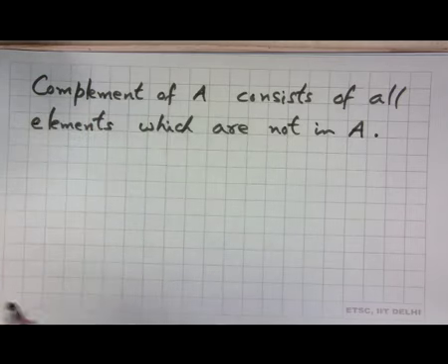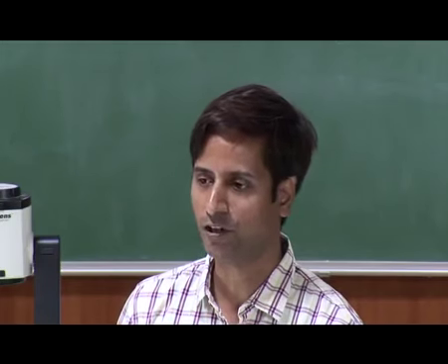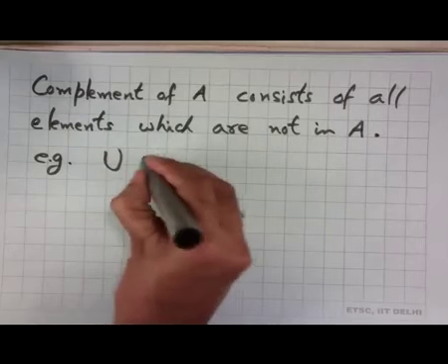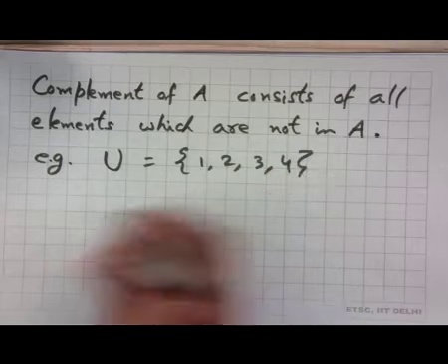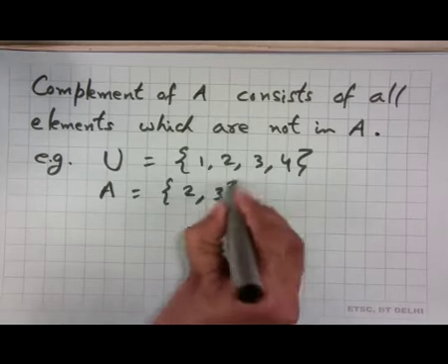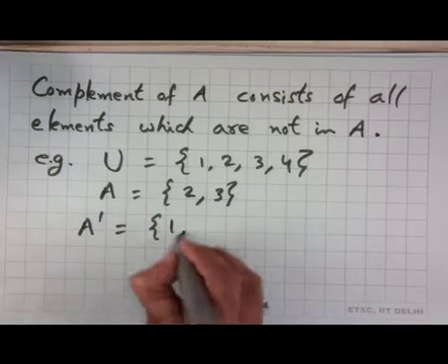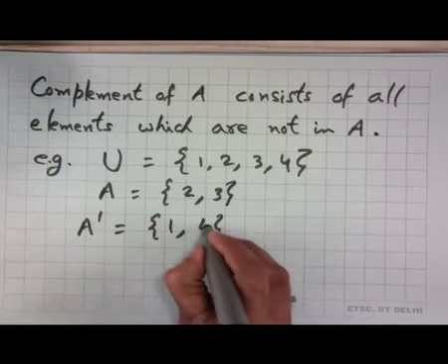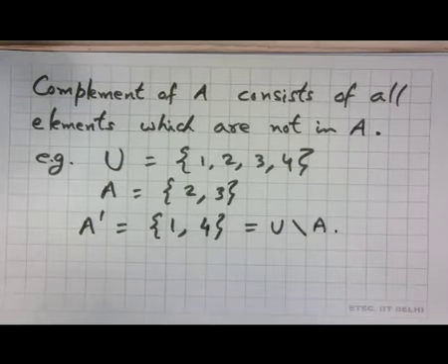So, to say complement, we always have a bigger set and a subset, and then complement is with respect to that bigger set which we call the universal set. So, for example, if U is 1, 2, 3, 4 and A is the set containing 2 and 3, then A complement is equal to the set containing 1 and 4. Right. This is U minus the set A, set difference with set A.